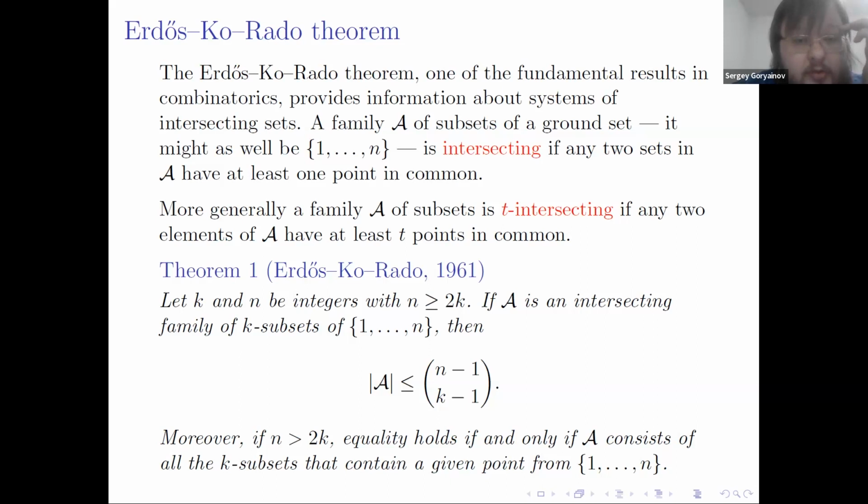Erdős-Ko-Rado proved the following theorem. Let k and n be integers with the property that n is greater or equal to k. If A is an intersecting family of k-subsets of the set from 1 to n, then the size of A is at most the binomial coefficient n-1 choose k-1. Moreover, if n is strictly greater than 2k, equality holds if and only if A consists of all the k-subsets that contain a given point from the ground set.